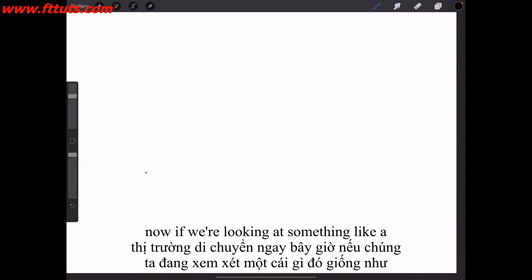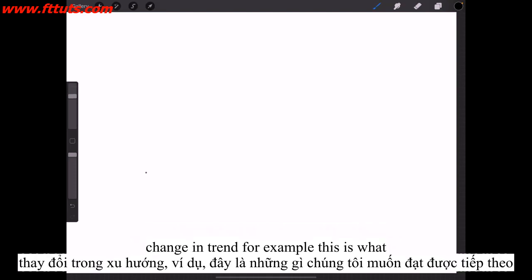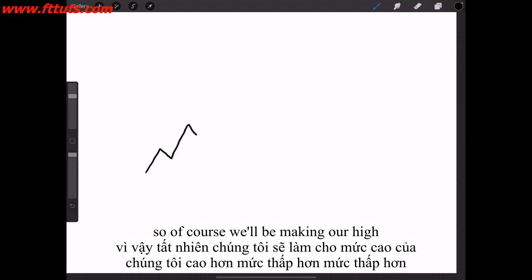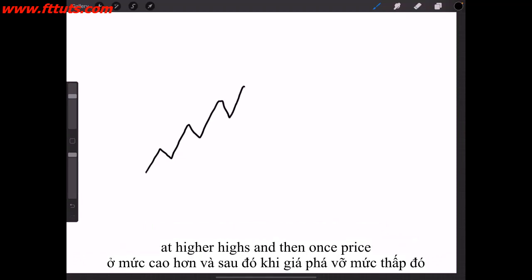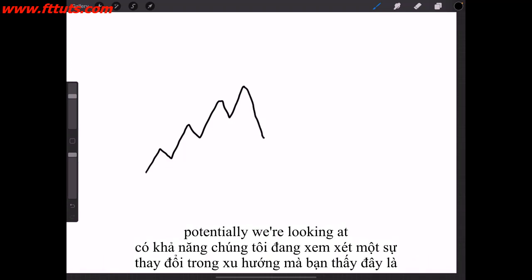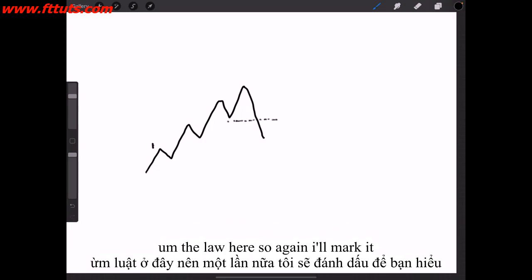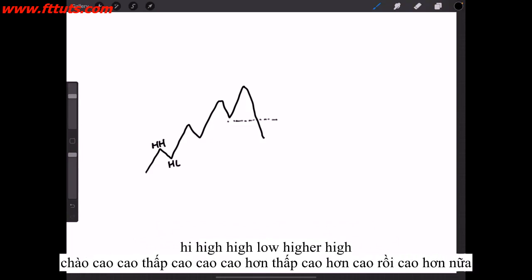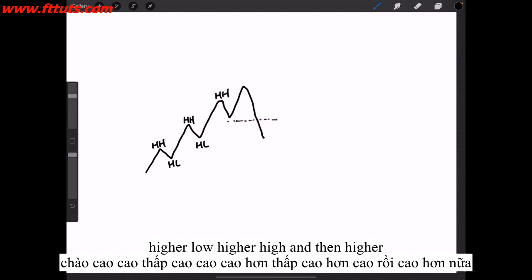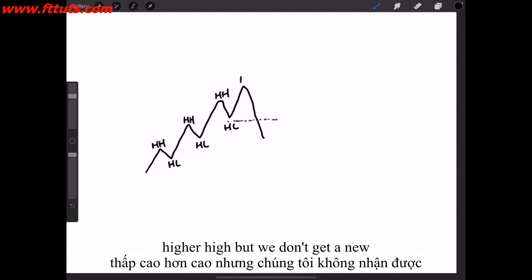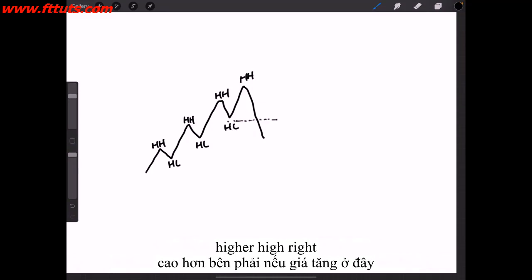Now, if we're looking at something like a change in trend, for example, this is what we want to accomplish next. So of course we'll be making our higher highs, higher lows, higher lows, higher highs, and then once price breaks that low, potentially we're looking at a change in trend. You see, this is the low here. So again, I'll mark it out so you understand. Higher high, higher low, higher high, higher low, higher high, and then higher low, higher high, but we don't get a new higher high, right?